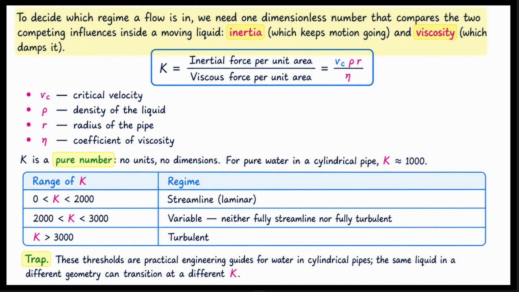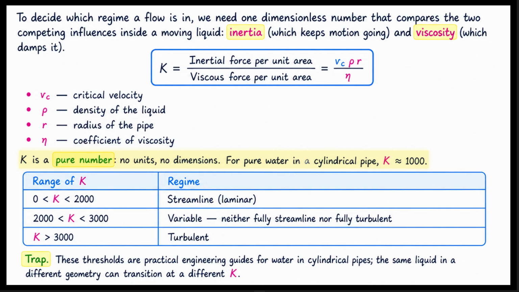To decide which regime a flow is in, we need one dimensionless number that compares the two competing influences inside a moving liquid. Inertia keeps motion going, viscosity damps it. The Reynolds number is the ratio of inertial force per unit area to viscous force per unit area. It equals the critical velocity times the density times the radius of the pipe, divided by the coefficient of viscosity. It is a pure number, no units, no dimensions.